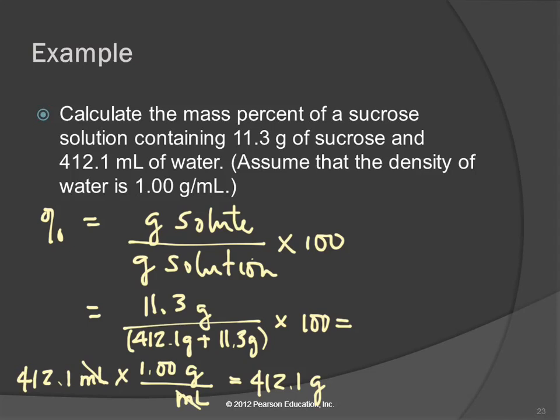And then multiply by 100. And we're going to get 2.67%. 2.67% sucrose in this solution. Any questions?